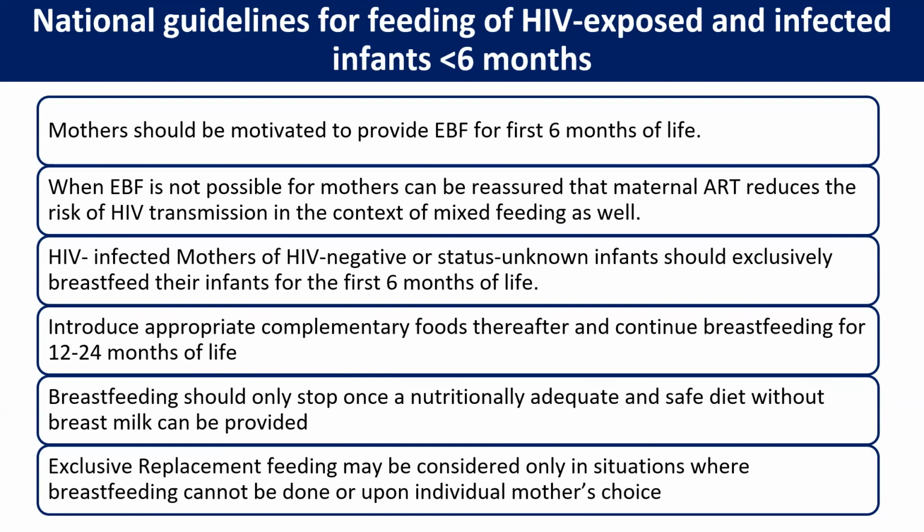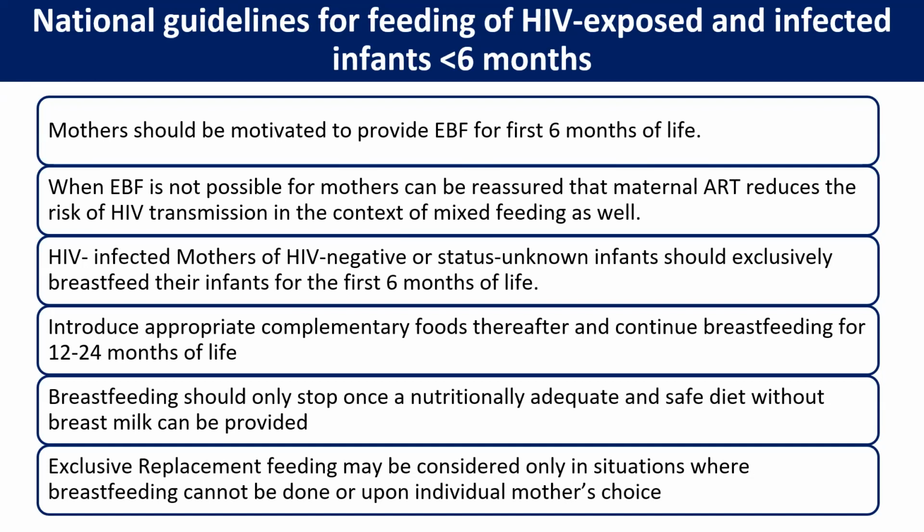So you should always encourage exclusive breastfeeding. If there is an accidental mix-up, we should still not stop breastfeeding. You need to continue breastfeeding there also. In an HIV infected mother, if the child is either HIV negative or you don't know the status, then exclusive breastfeeding for the 6 months should be continued.